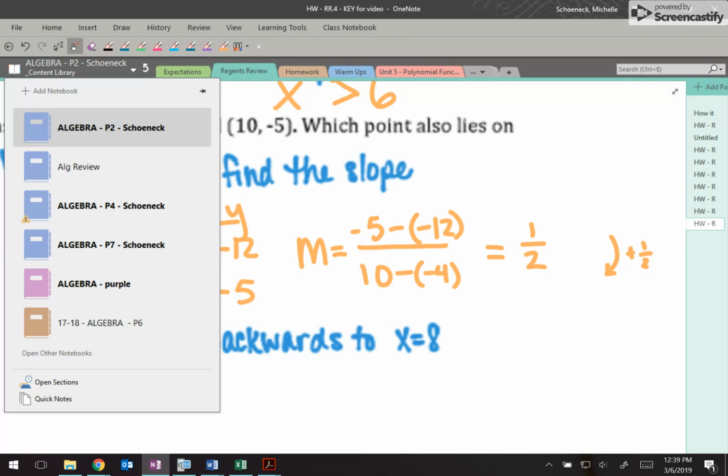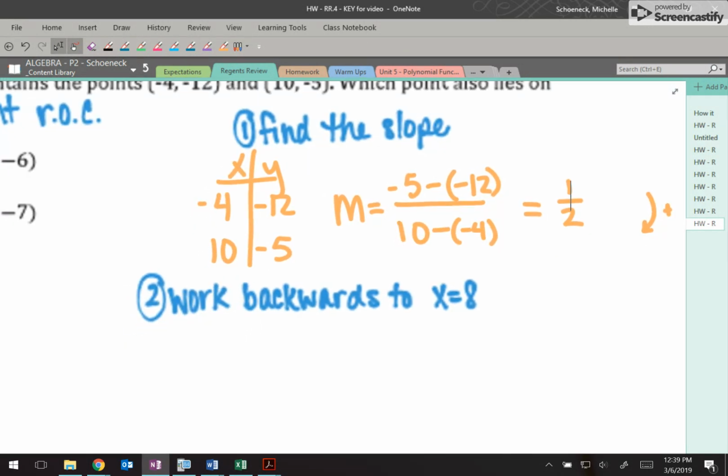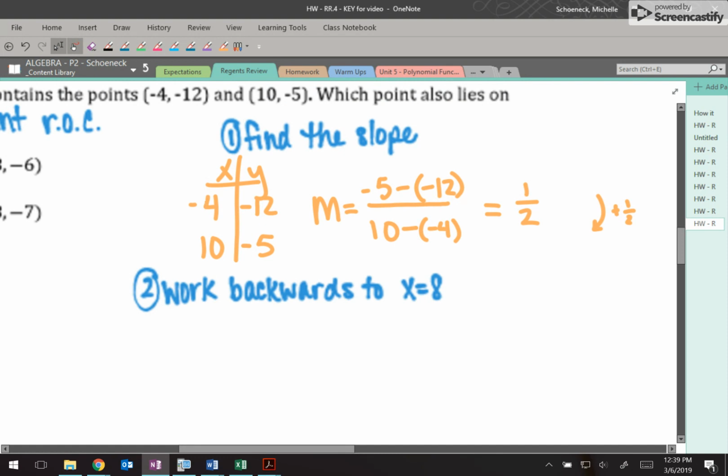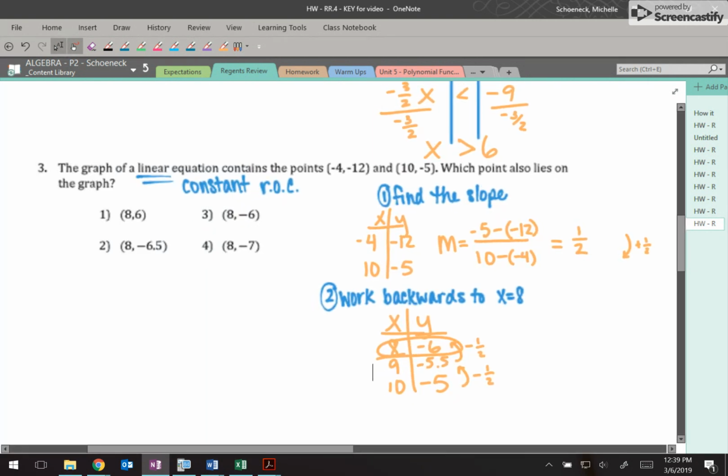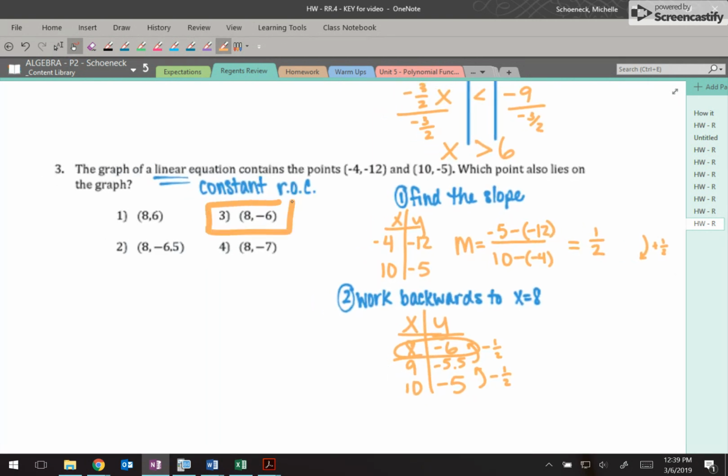However, we need to work backwards to get to x equals 8. It's easier to work backwards because we have the value when x is 10. We know that that's -5, so we need to move backwards once, twice. So -5 minus 1/2 is -5.5, and then minus 1/2 again gets us to -6. So we're looking for the point (8, -6), which is answer choice 3.